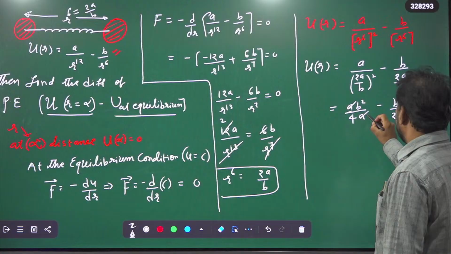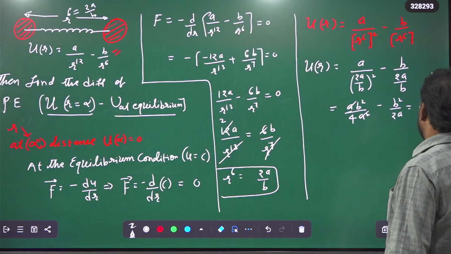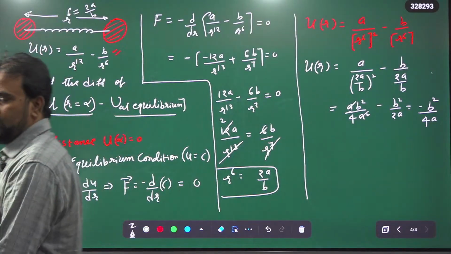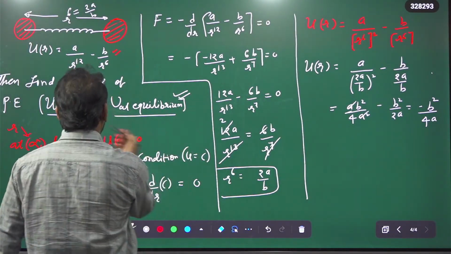Here one square is there. That is equal to minus b square upon 4a. Is it clear? Minus b square upon 4a. Now we have to calculate this condition. What is this condition?